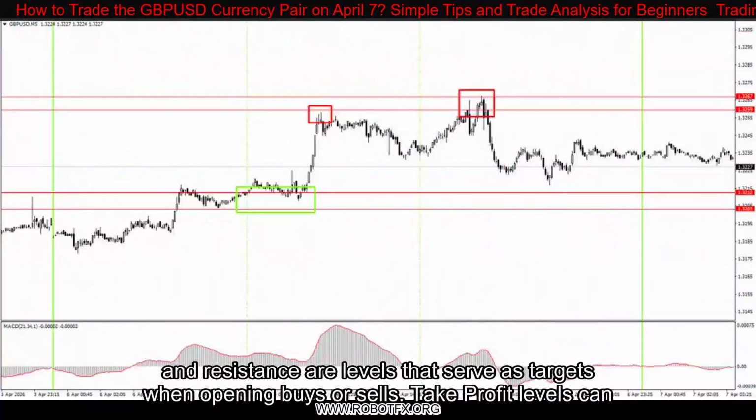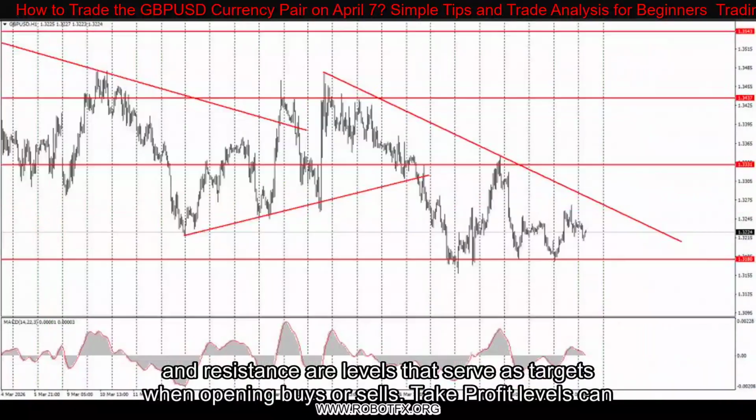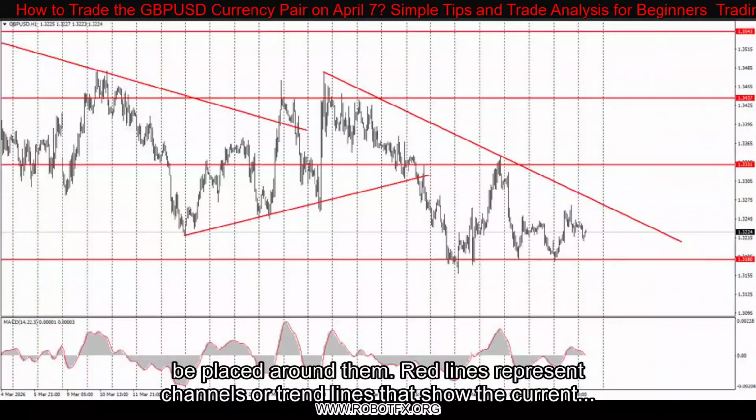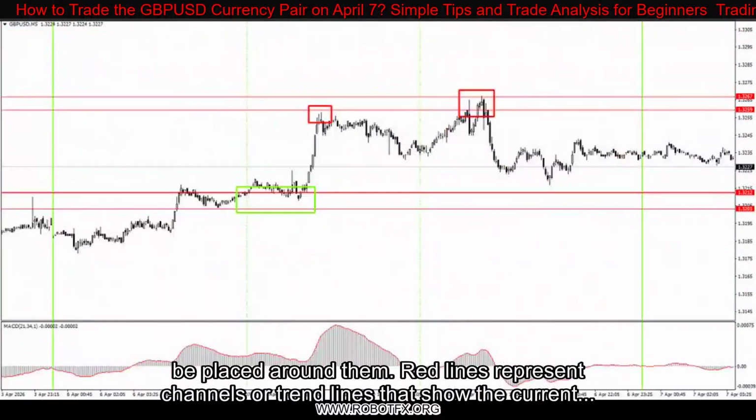Red lines represent channels or trend lines that show the current trend and indicate the direction in which it is preferable to trade now. The MACD indicator (14, 22, 3), through the histogram and the signal line, is a supporting indicator that can also be used as a source of signals.